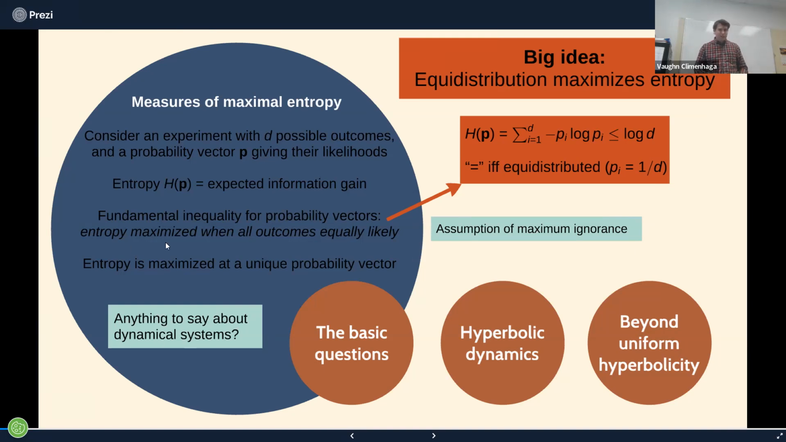So maximum ignorance corresponds to maximum entropy. And that's maximized by a unique probability vector. All of this is really just a calculus exercise, not exactly a trivial one. You have to do some work, and if you ask me to do it right now, I would probably mess it up, but it is a calculus exercise. It's also completely static. There's nothing about dynamical systems so far. This is meant to be big ideas in dynamics, so where is the dynamics?